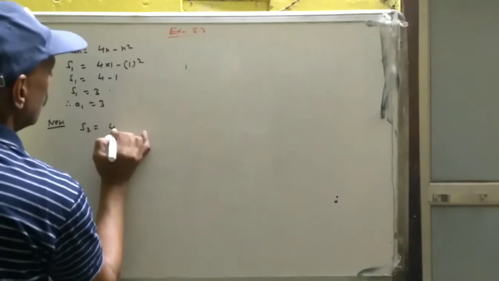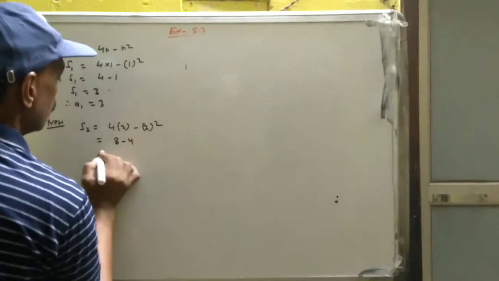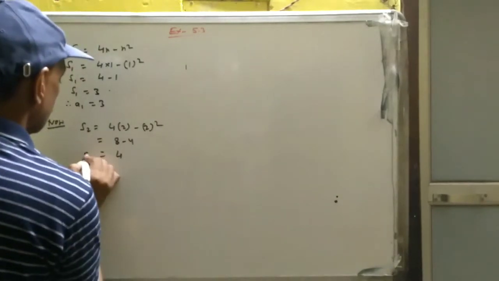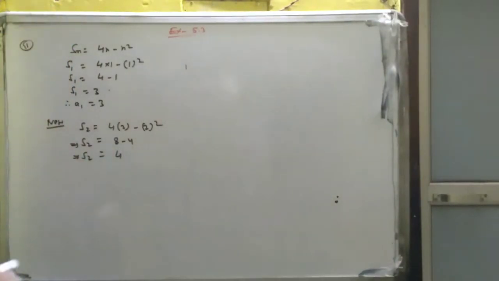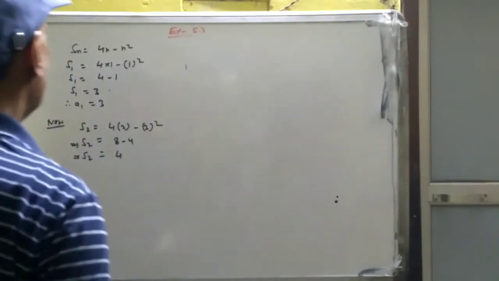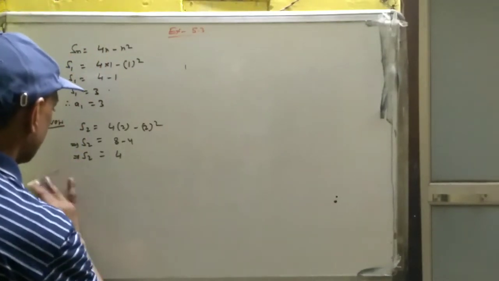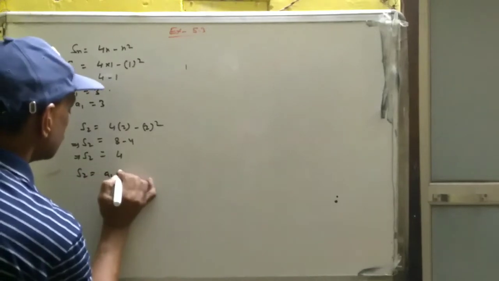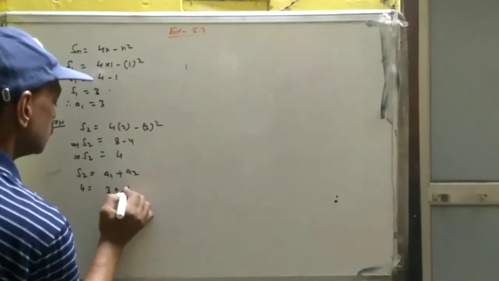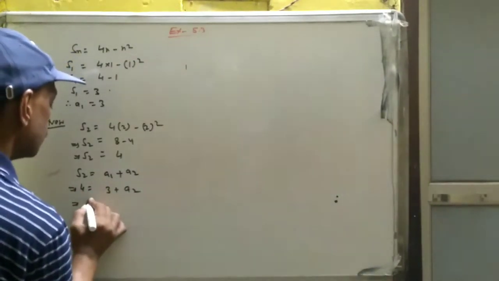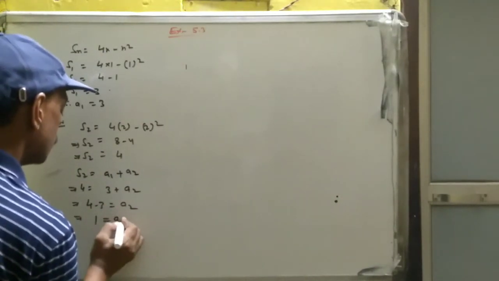S2 equal to 4 into 2 minus 2 square. So 8 minus 4, and this is 4. S2 equal to 4. So S2 minus A1. We got here the S2, and we know that S2 equal to A1 plus A2. So 4 equal to A1 is 3. From here we can calculate the value of A2. So 1 equal to A2.